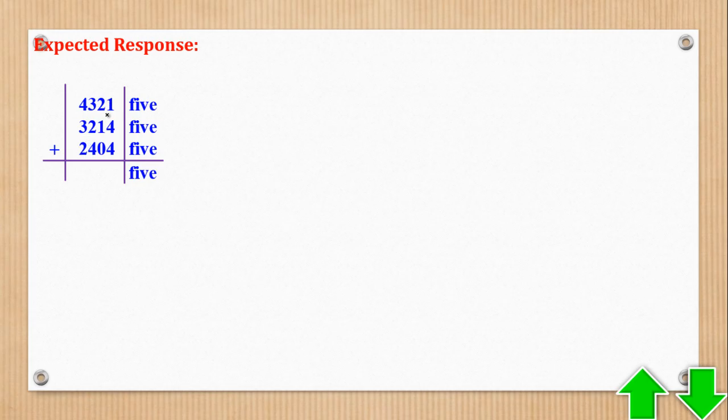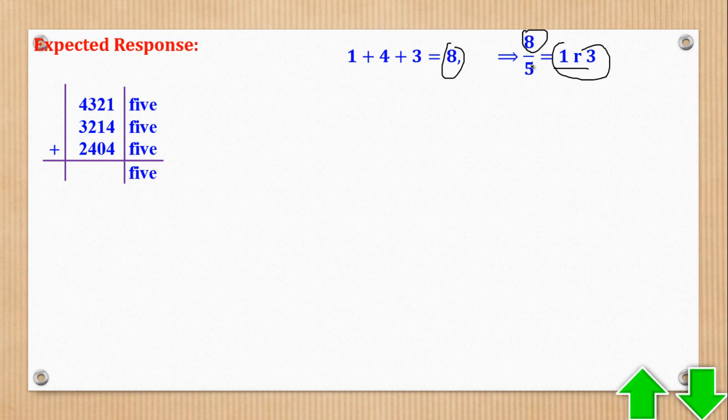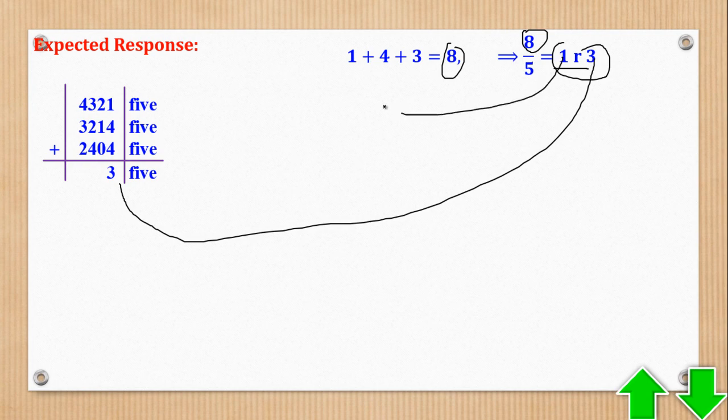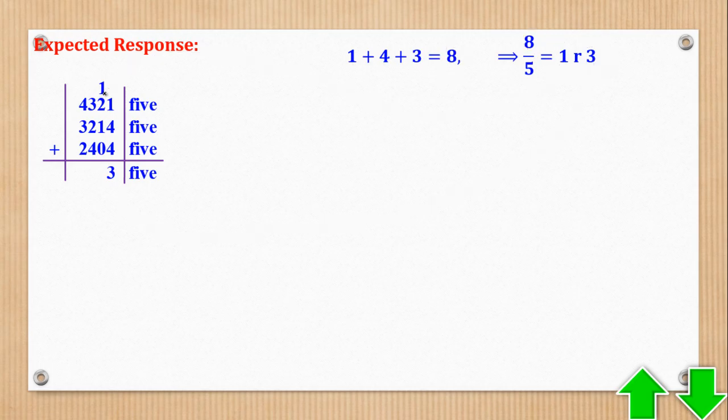Let's add. If you add 1 plus 4 plus 4, it gives you 8. But remember we're dealing with base 5, so we can't write 8. We shall say that 8 is the same as 1 remainder 3 in base 5, because 8 divided by 5 you get 1 remainder 3. So this remainder is what we write here, and this whole is what we put up here for the next place value.